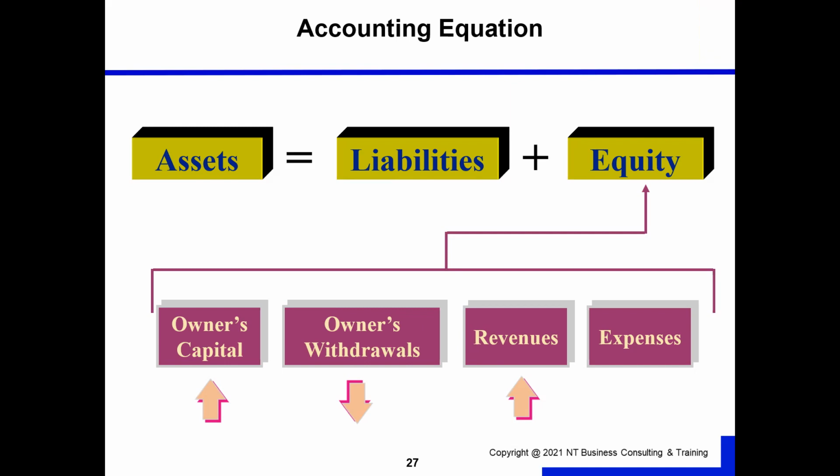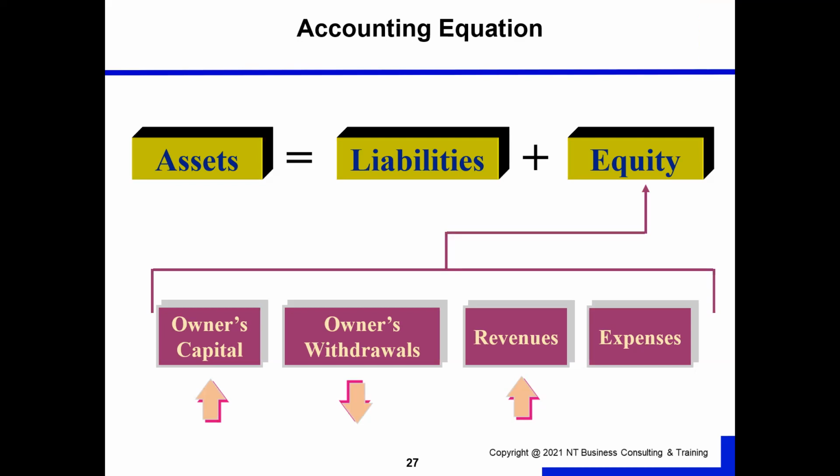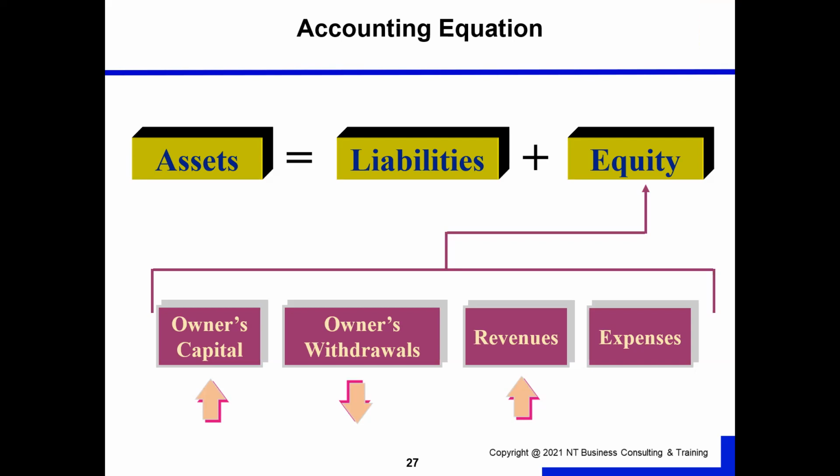And my asset still remains at 100,000. No. Your asset will remain under 100,000. Your liability, you've not paid the guy yet. So your liability will go up, and your equity will come down. Okay. All right. Thank you.